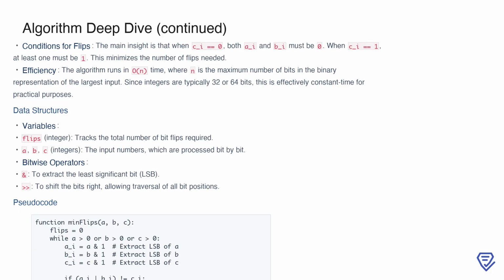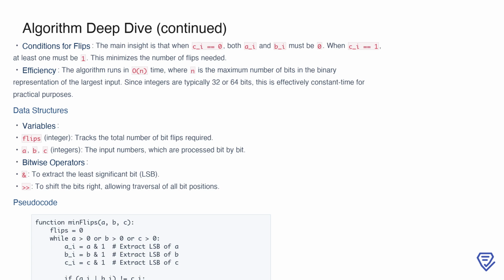This ensures an optimal number of flips for each bit position. In terms of efficiency, the algorithm operates in O(n) time, where n is the number of bits in the binary representation of the largest input number among A, B, and C. Since integers are typically represented in 32 or 64 bits, this is effectively constant time for most practical applications.